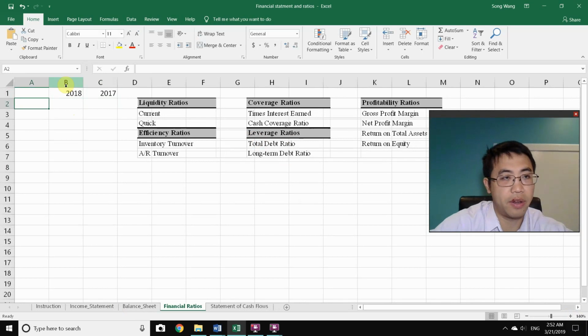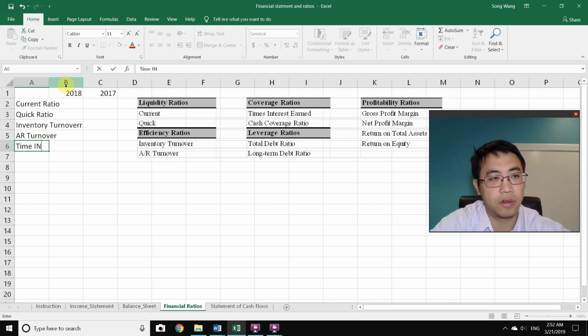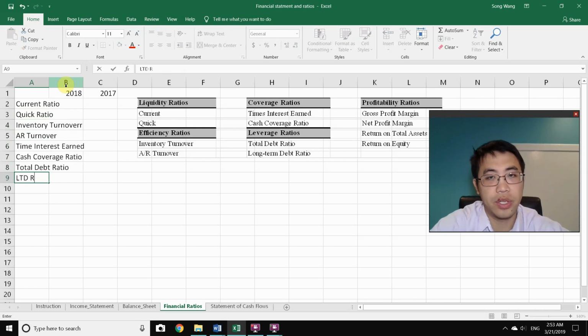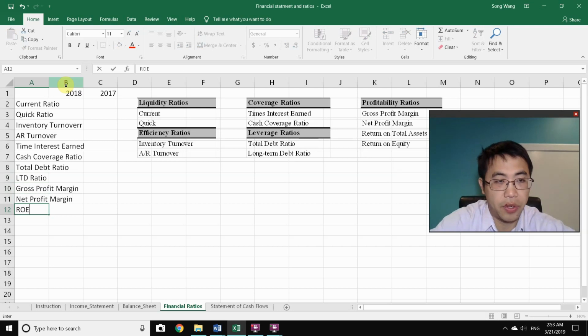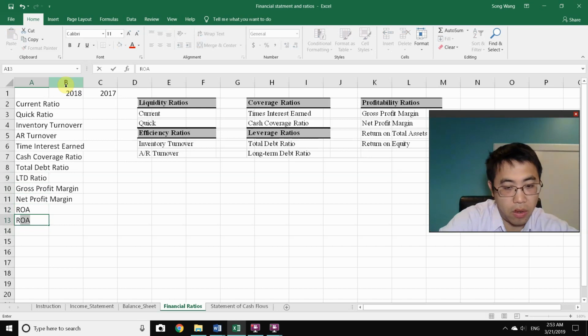The ratios I have here are current ratio, quick ratio, inventory turnover ratio, accounts receivable turnover, time interest earned ratio, cash coverage ratio, total debt ratio, long-term debt ratio, gross profit margin, net profit margin, ROA, return on assets, and ROE.